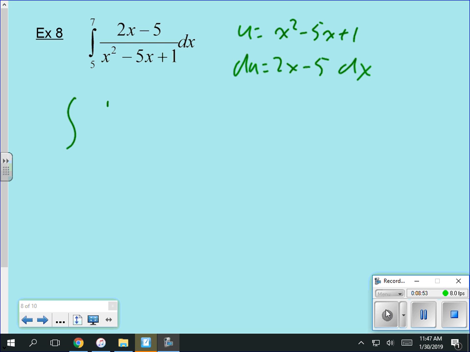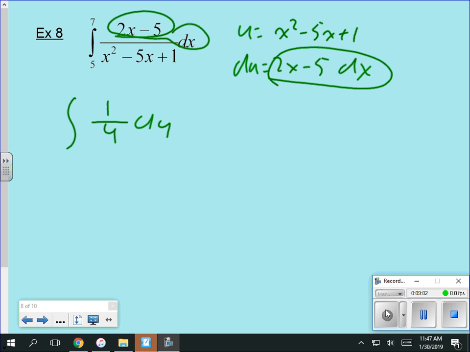I do get the integral of 1 over u du because 2x minus 5 dx, that's all there. The u is there. I don't have to worry about anything else. This is a straightforward substitution. Then I have to change my bounds.